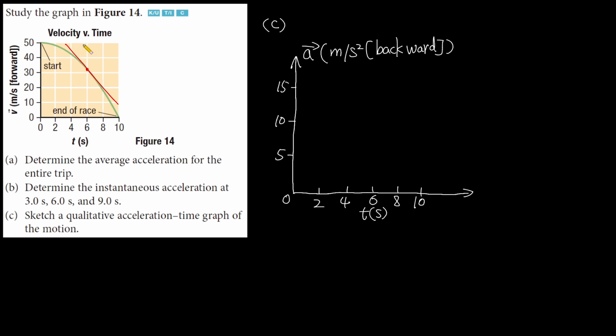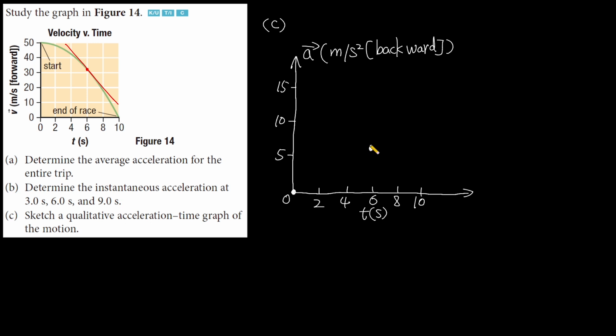And check the velocity time graph at time 0. The slope of the velocity time graph is 0. So at time 0, the acceleration is 0. So it's here. And we already found that at 6 seconds, the acceleration is 6 meter per second square backward. So at 6 seconds, its acceleration is around here.